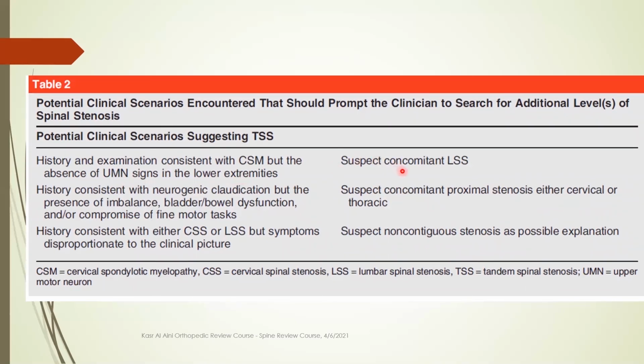which is suggestive of concomitant lumbar stenosis. History consistent with neurogenic claudication, but the presence of imbalance, bowel and bladder dysfunction, and compromise of fine motor tasks, raises the suspicion of proximal stenosis, cervical or thoracic. History consistent with cervical or lumbar stenosis, but symptoms are disproportionate: suspect non-contiguous stenosis as a possible explanation.